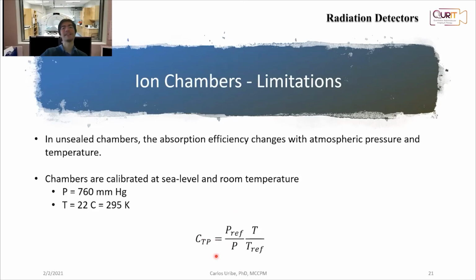That is typically calculated by taking the reference pressure, which will be this one, divided by the pressure at which you are taking the measurement, times the temperature at which you are taking the measurement over the reference temperature, which is 22 degrees Celsius. I'm going to edit this slide just to make it explicit that this is Pref and Tref, because now I'm seeing that there might be a confusion there. So that's ion chambers.